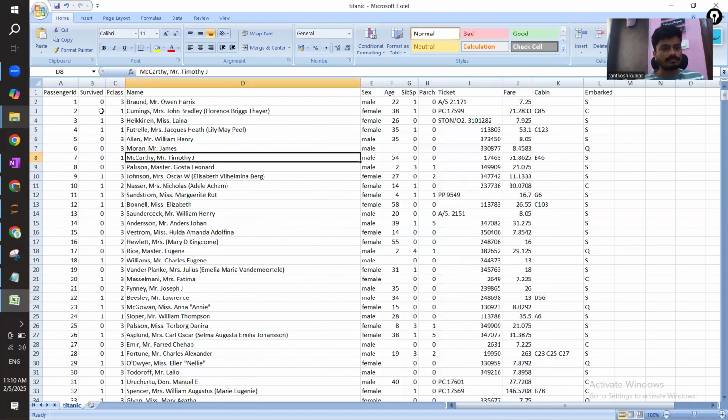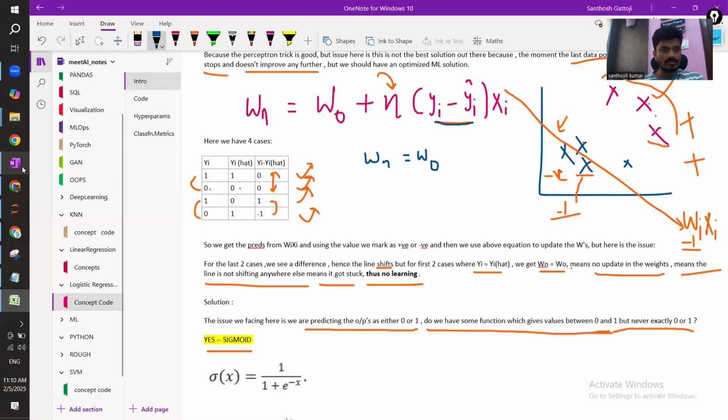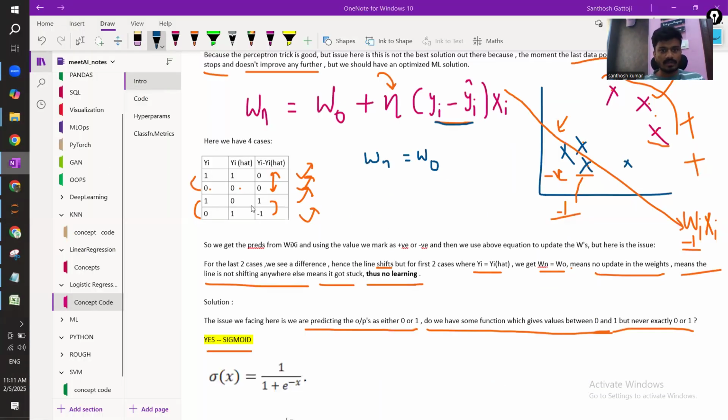Now if you focus here, what are the two classes of the output variable? Only 0 and 1. So this is also one of the classification tasks. We'll see how we can use logistic regression. But the point is our actual variable is 1 or 0. Now, this is the actual.